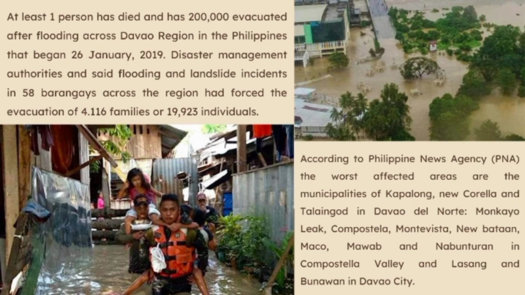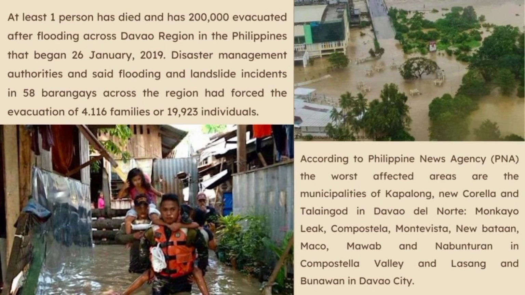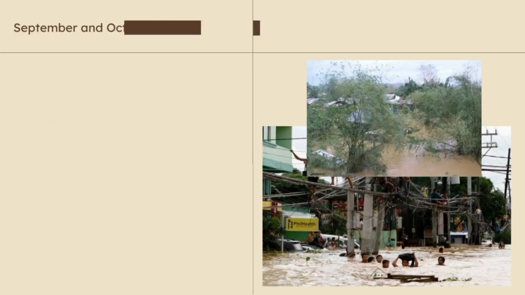According to the Philippine News Agency, the worst affected areas are the municipalities of Kapalong, New Corella, and Talaingod in Davao del Norte, Mawab, Montevista, New Bataan, Maco, Maragusan, and Nabunturan in Compostela Valley, and Lasang and Bunawan in Davao City.